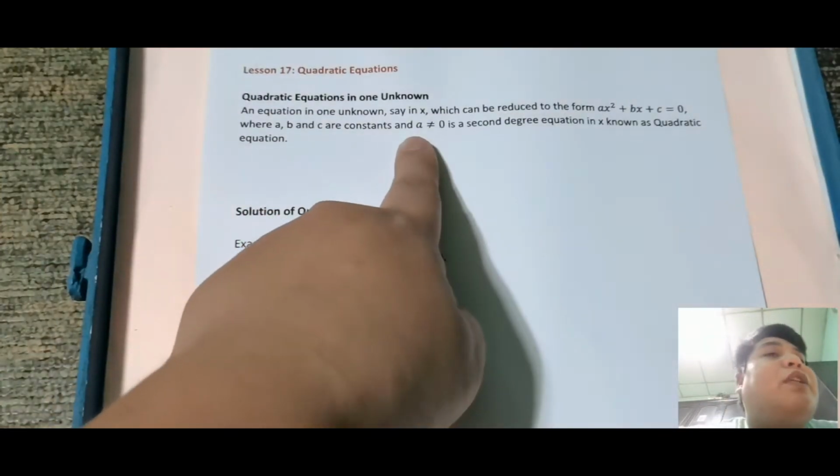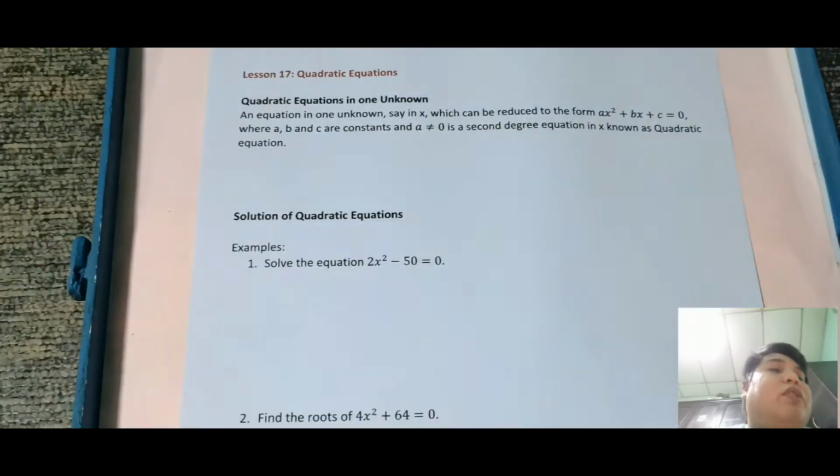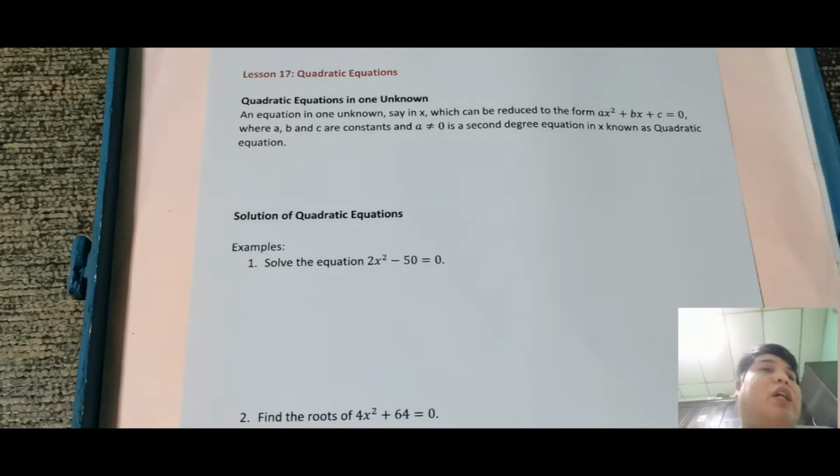Remember, part of the definition is that a is not equal to 0 and that it is a second degree equation in x, meaning x squared, known as a quadratic equation. So again, a quadratic equation is ax squared plus bx plus c is equal to 0. As long as it has one variable and is a second degree equation in x or in any variable, it is a quadratic equation. Another thing, the equal sign should be there, but it is not necessary that the right side is always 0.